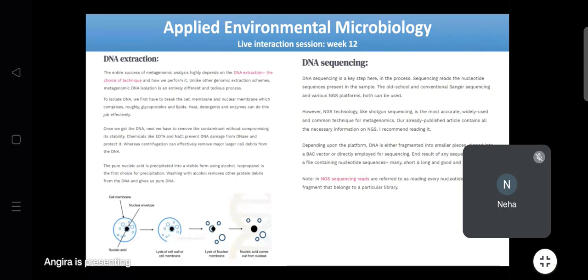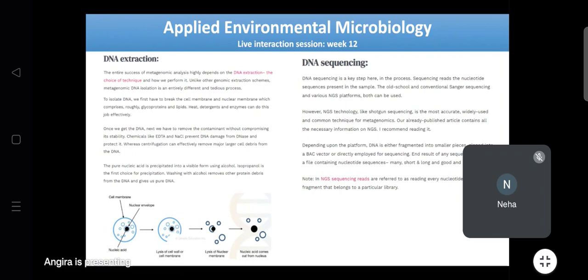Now, once the nucleic acid is totally extracted, it gets precipitated into a visible form, and that happens after addition of alcohol. Isopropanol is used for precipitation, and after that, washing of the alcohol and other proteins gives us free, pure DNA. So this is the first step, that is DNA extraction.